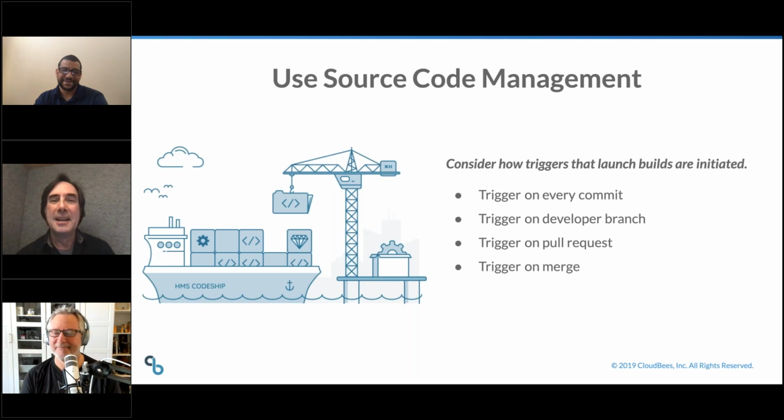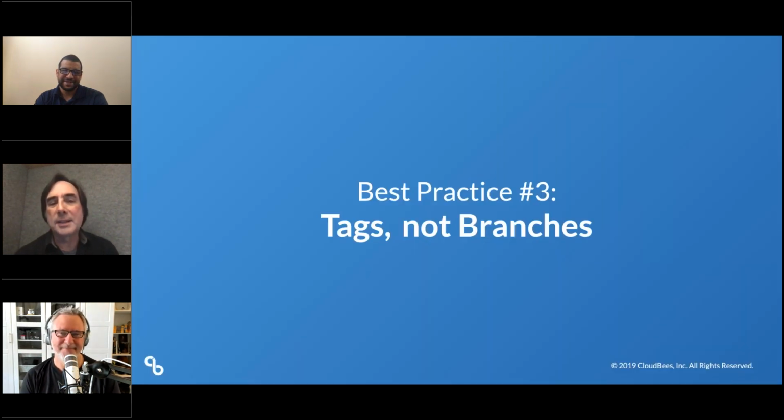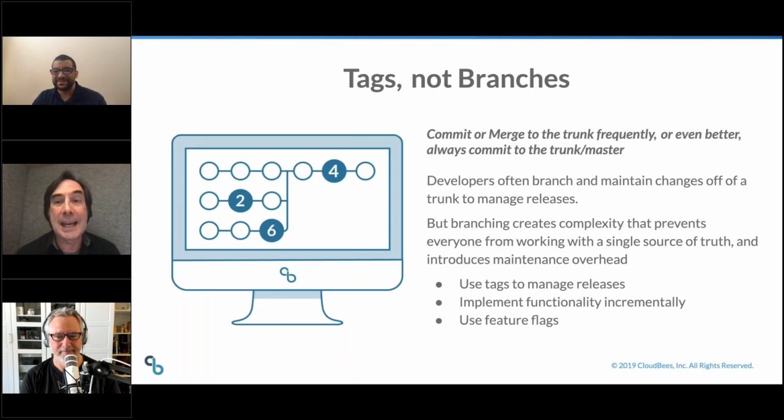No worries, thanks. So best practice number 3, again related to your source code management system, is the notion of tags instead of branches. Again, this is an ideal. You may not be able to achieve this based on your tools and how they work, but the idea is you want to commit and or merge, if you have pull requests, to the trunk frequently. Ideally, you always commit to the trunk or the master branch, whatever your tool calls it.